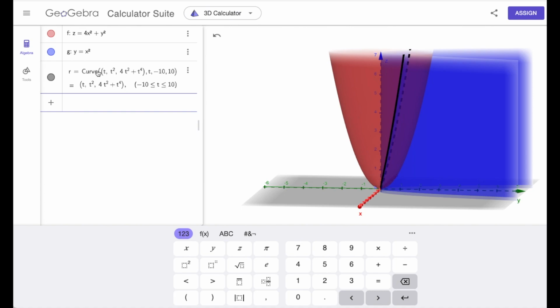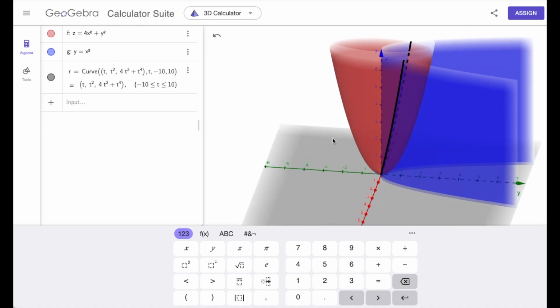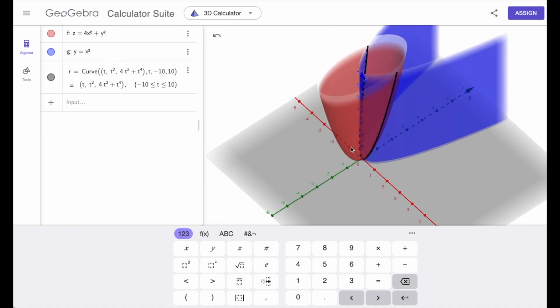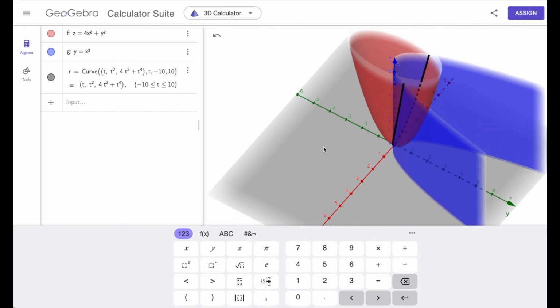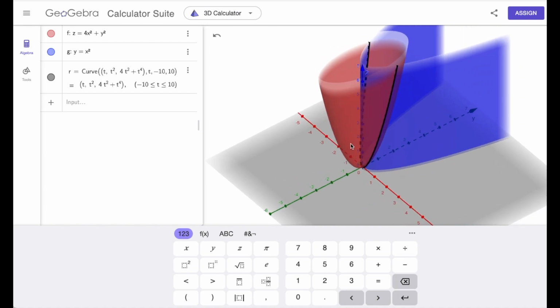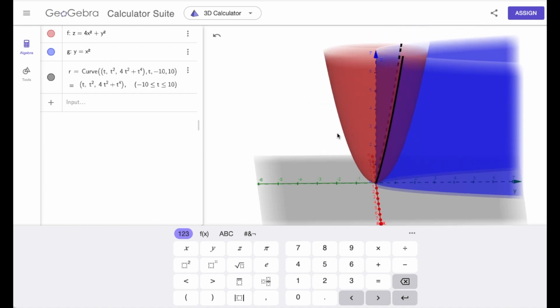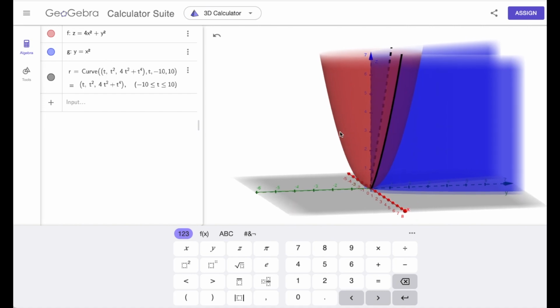And then we simply see if that curve appears to be the intersection of the two surfaces. And look, it's showing up in this black. But yes, our curve looks to be exactly on the intersection between those two surfaces. And that's how we can tell that our vector function is correct.